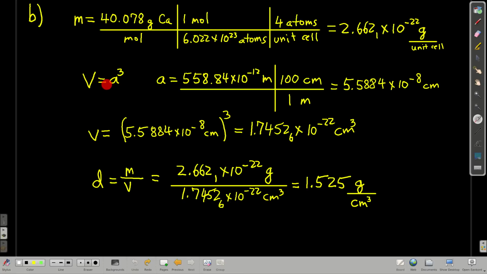Now the volume of that cube is just the length of an edge cubed. The length of the edge was 558.84 times 10 to the minus 12 meters. What I've done here is just replace pico with what it means, times 10 to the minus 12. I'm not worried about moving the decimal point or anything; this will give me the right answer. We also know that there's 100 centimeters in a meter, so the length of the edge is 5.5884 times 10 to the minus 8 centimeters. And the volume is just that cubed, which is this number right here. To get the density, take the mass divided by the volume. And then we get 1.525 grams per cubic centimeter.